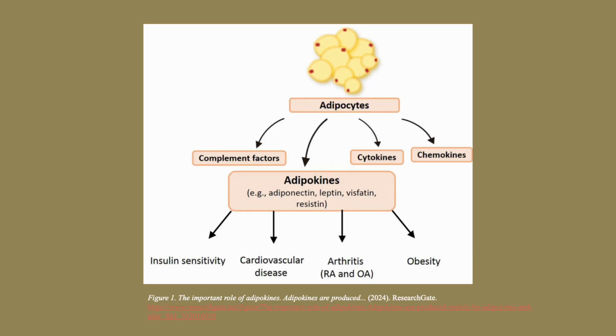The image on the screen is a visual to help you understand better what goes on in the body when an individual is experiencing obesity. As you can see, the adipocytes link into adipokines, which lead to insulin sensitivity, cardiovascular disease, arthritis, and obesity.